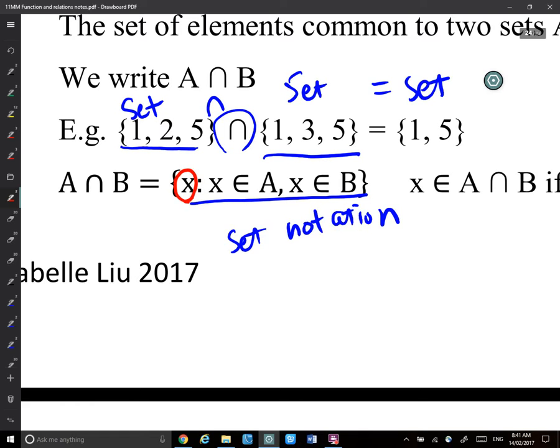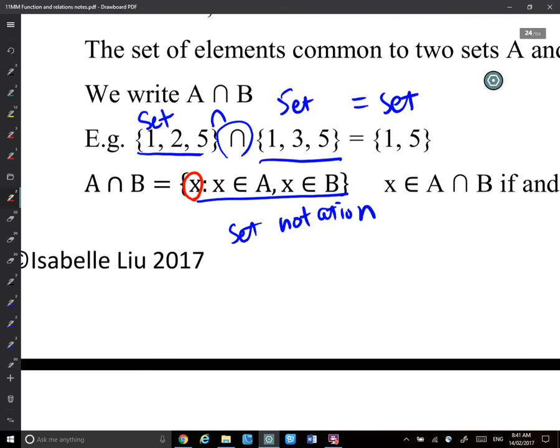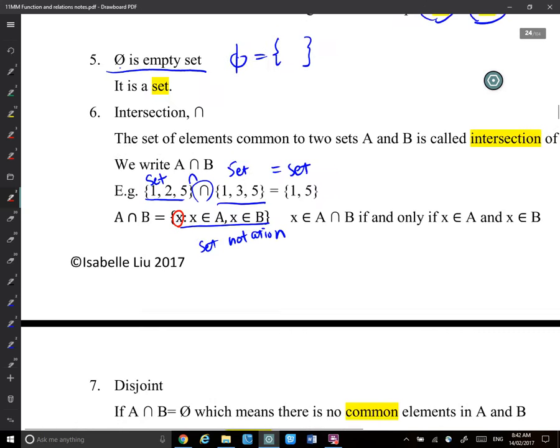It talks about a collection of all the elements X, but what is X? X belongs to A and X also belongs to B. So this uses mathematical notation to talk about things instead of talking about things in words. Okay, so that's the set notation for A intersects B. So for intersections, there must be two sets connected by the intersection sign, and the result must be a set.